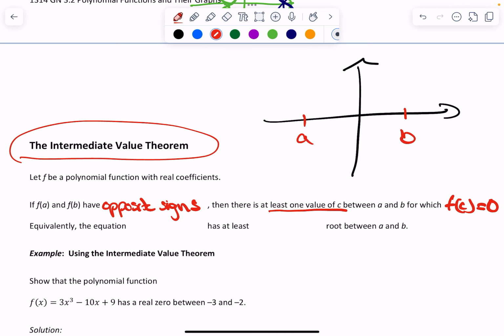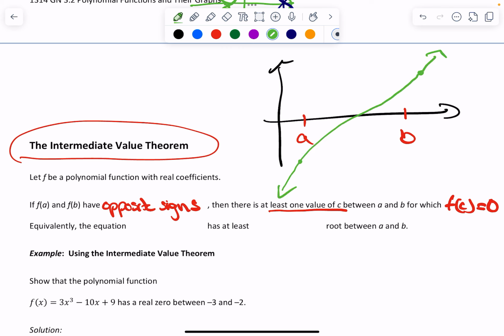We don't, I mean, basically, we don't need this at all. We don't know where these are in the coordinate system. But we could have them, for example, let's do the y-axis over here. So if f of A is a different sign than f of B, that means that they're going to be on opposite sides. So the graph might go like this, and this point right here is the C, where f of C equals 0.